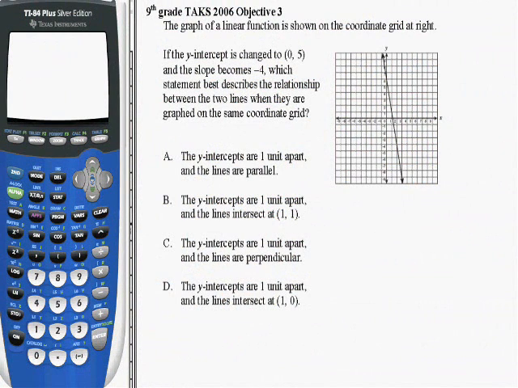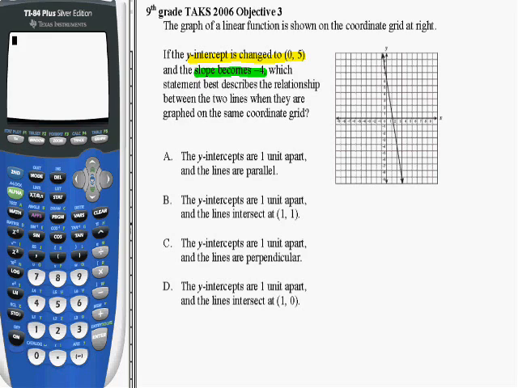Here we have an Objective 3 problem from a 9th grade TAKS test. The graph of a linear function is shown on the coordinate grid at right, which is a little bit below there, but we get the picture. If the y-intercept is changed to (0, 5) and the slope becomes -4, which statement best describes the relationship between the two lines when they are graphed on the same coordinate grid?